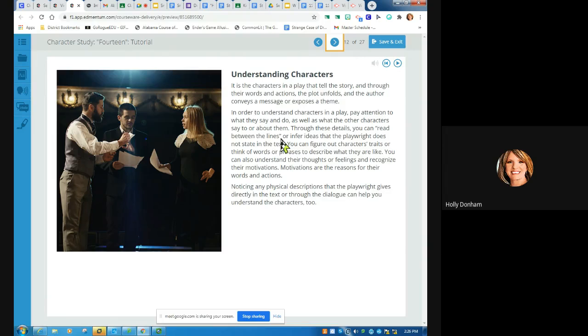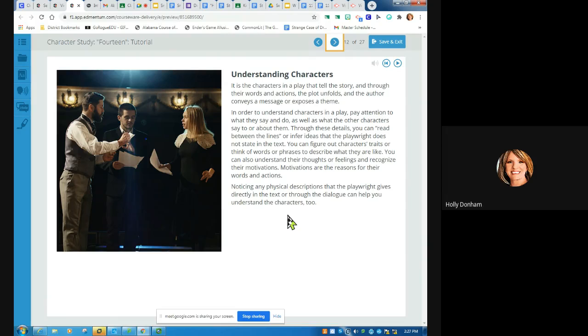So in order to understand the characters, you've got to pay attention to what they say and what they do. That's how you determine the theme and the plot behind a play. You have to really follow the characters. Okay. Sometimes you have to read between the lines because sometimes it's what they don't say. You have to look at their body language and their expressions. And you have to notice their thoughts and their feelings to pick up on their motivations.